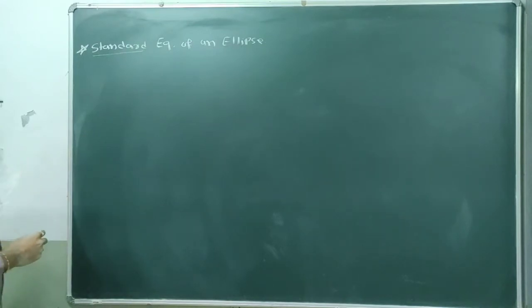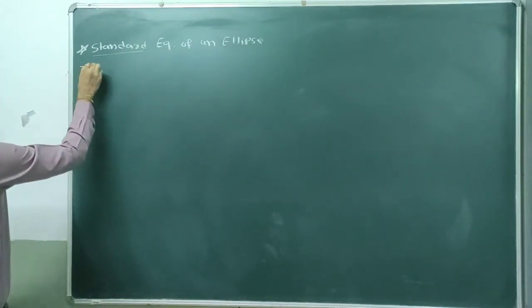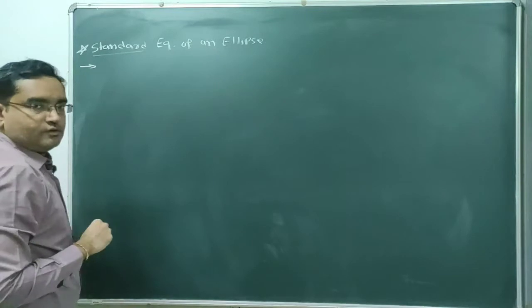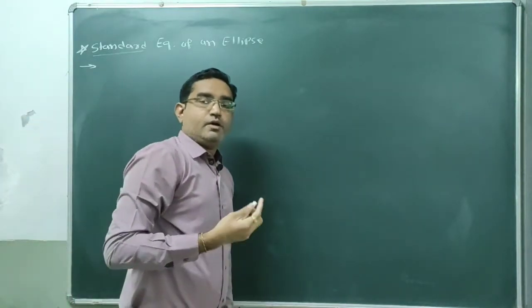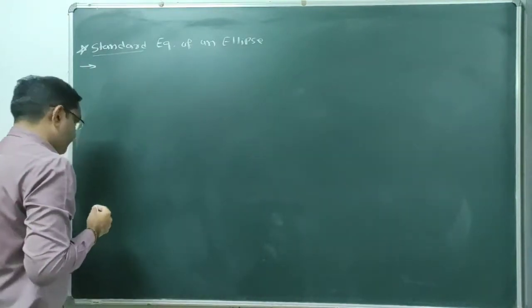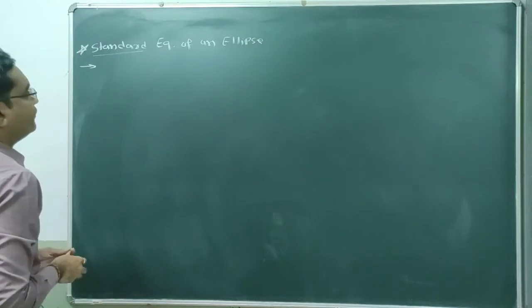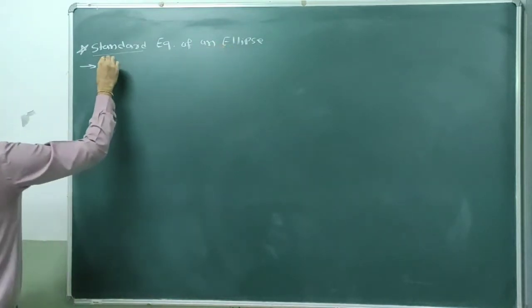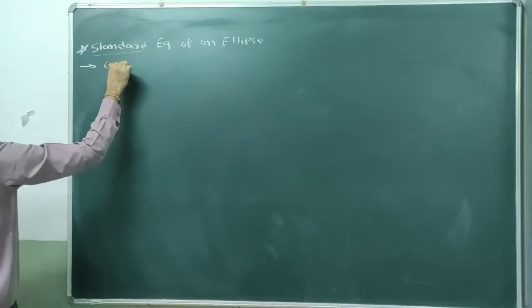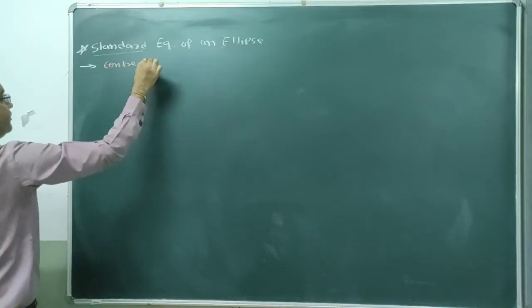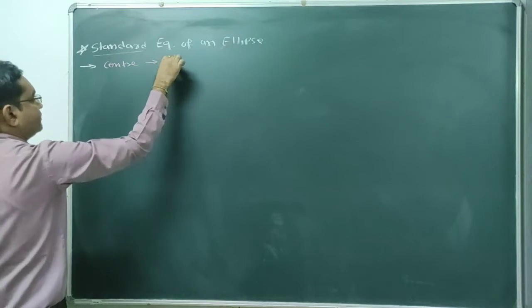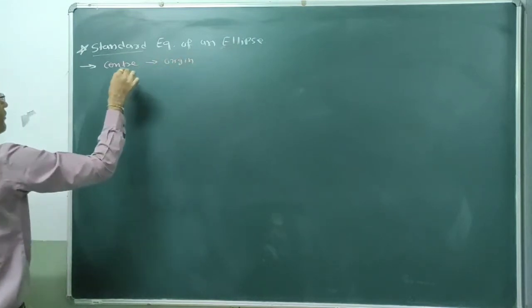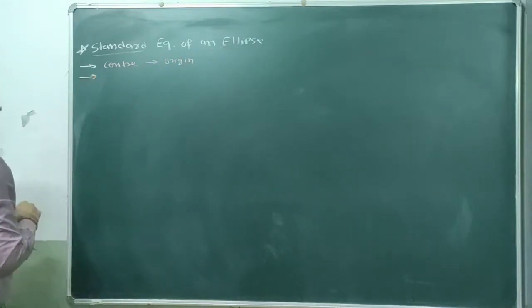Same as standard parabola, two conditions are there for any ellipse to be a standard ellipse. So which two conditions are there? First condition, the center of an ellipse must lie at origin. Center of an ellipse must lie on origin.